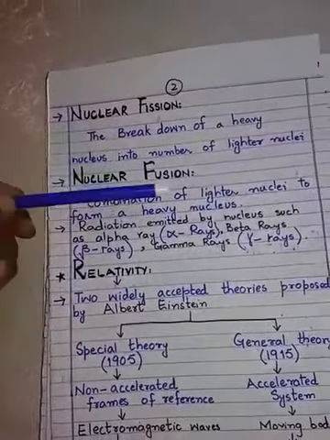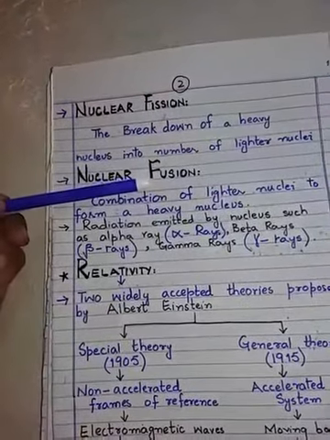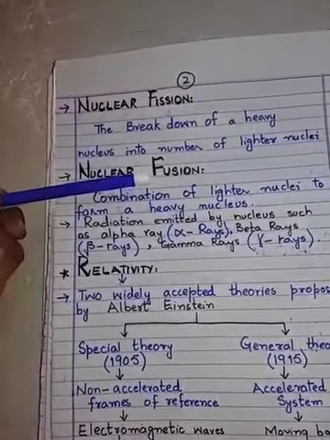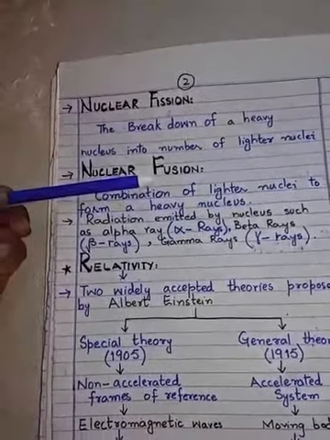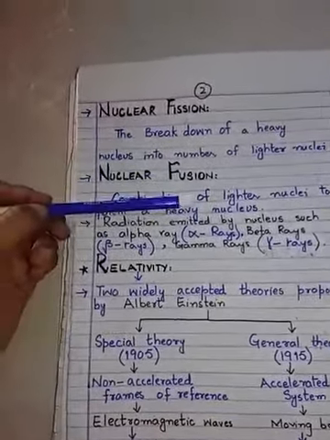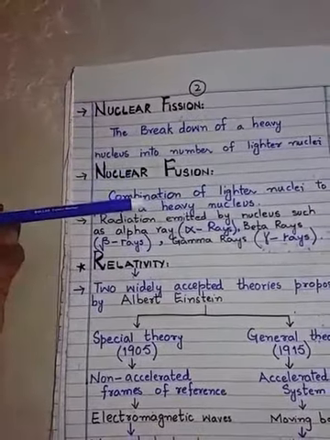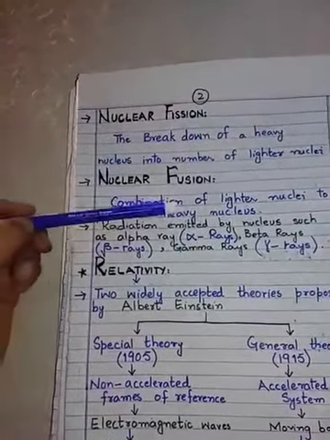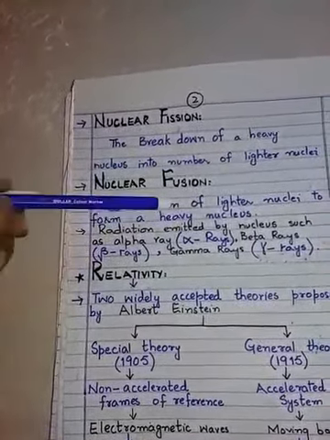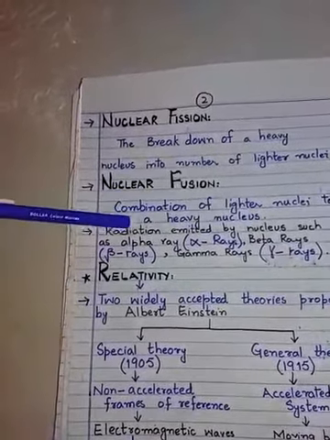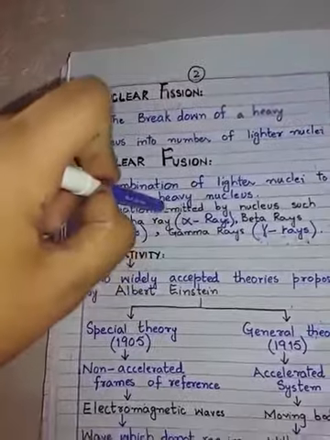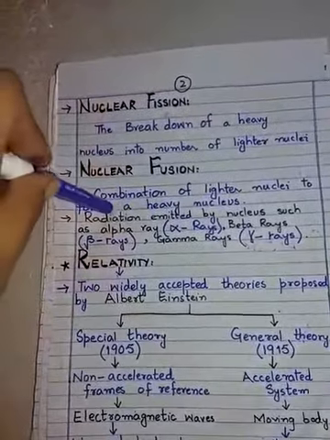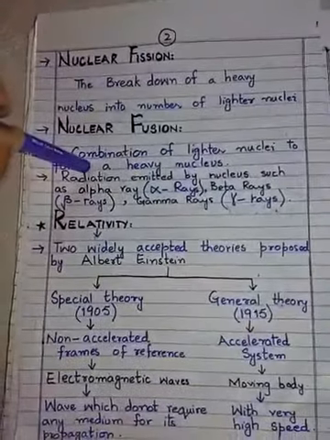The next one is nuclear fusion. Girls, the word fusion means together, combine, as I told you. So nuclear fusion is the process of combination of lighter nuclei to form a heavy nucleus. When a number of lighter nuclei are combined to form a heavy nucleus, this process is known as nuclear fusion.